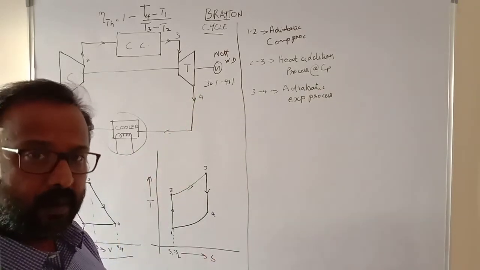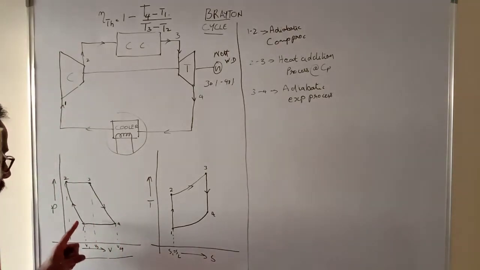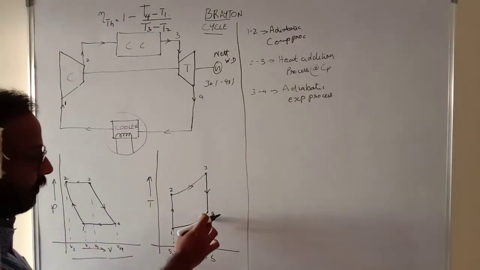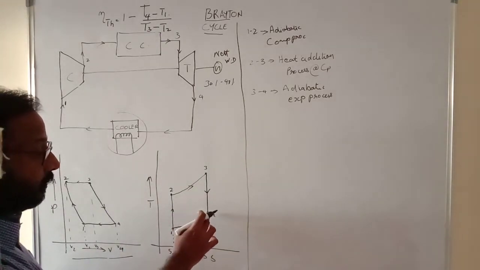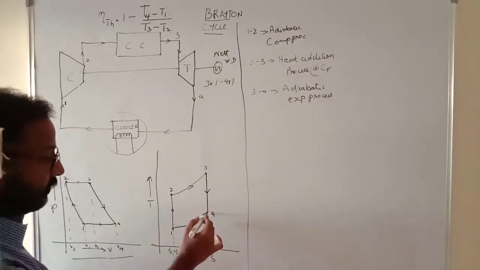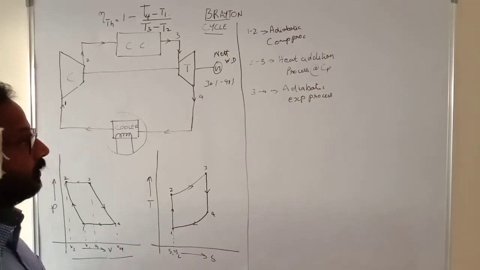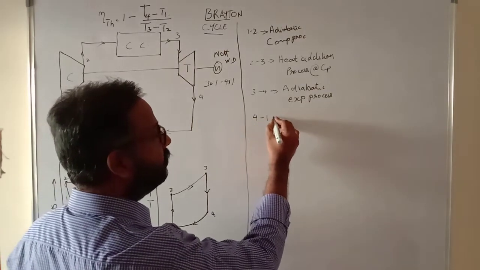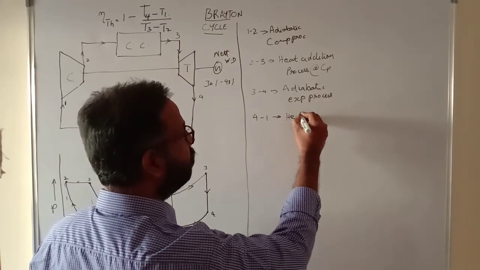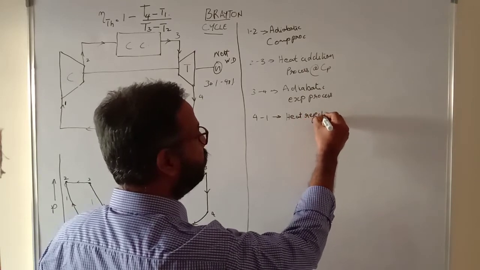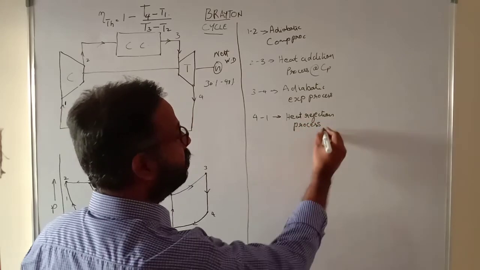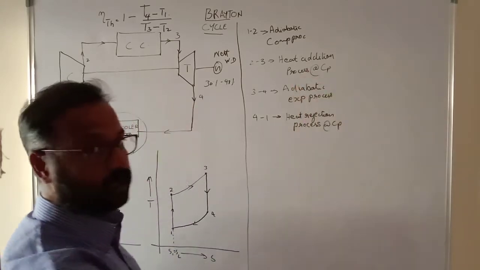The density increases, thereby the volume decreases, and therefore from 4 to 1 you can see that the volume has again decreased. And here you can see that from 4 to 1, what has happened is that because of cooling taking place, the temperature has decreased from T4 to T1. So we can say that from 4 to 1, the process can be explained as a heat rejection process. We can call it a heat rejection process at constant pressure.